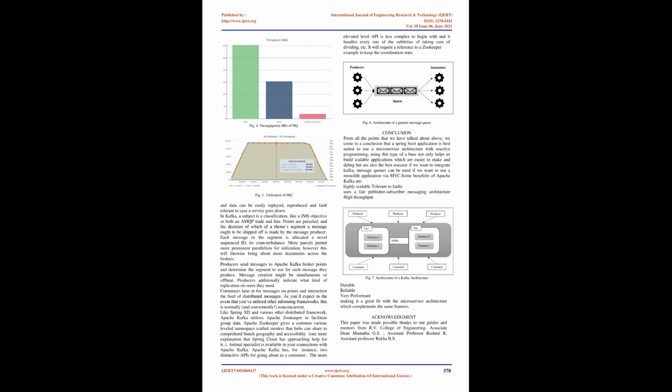Some benefits of Apache Kafka are highly scalable, tolerant to faults, uses a fair publisher subscriber messaging architecture, high throughput. Fig 7. Architecture of Kafka. Durable, reliable, very performant, making it a great fit with the microservice architecture which complements the same features.